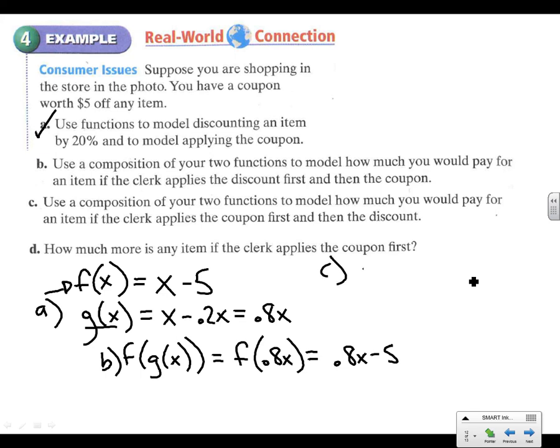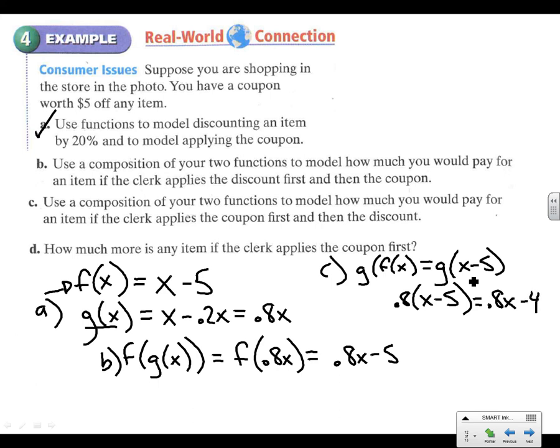Now we're going to do g of f of x. So f of x is x minus 5, and g of x minus 5 is 0.8 times a new x, x minus 5. If we distribute that, we get 0.8x, and 0.8 times 5 is minus 4.